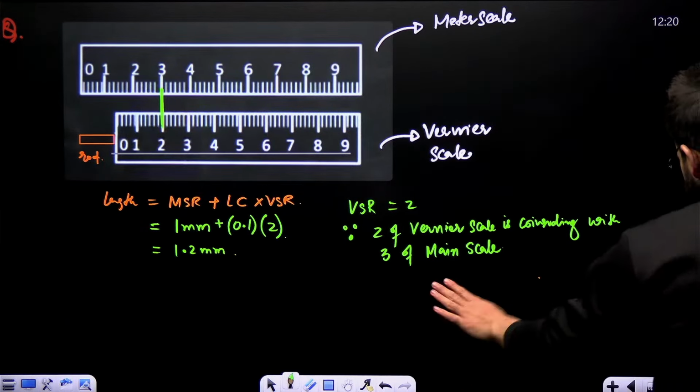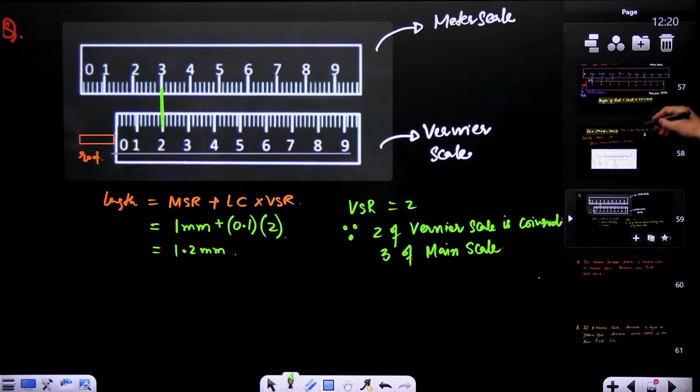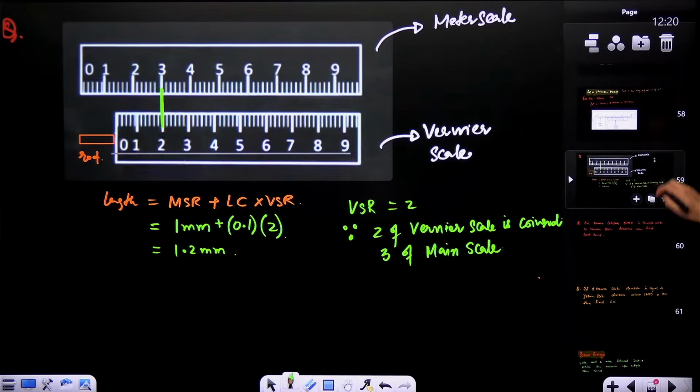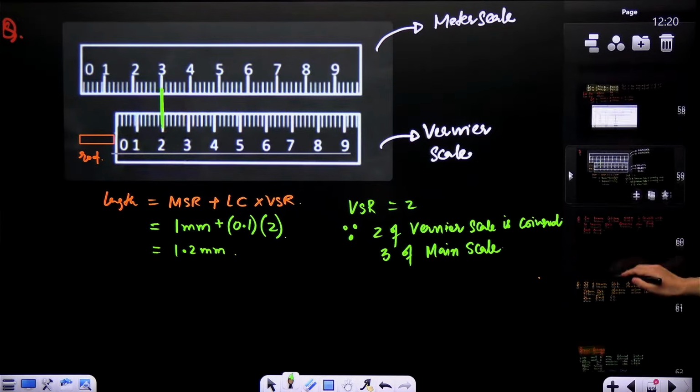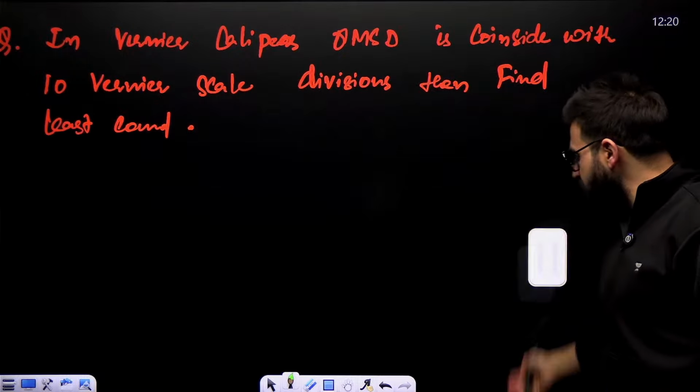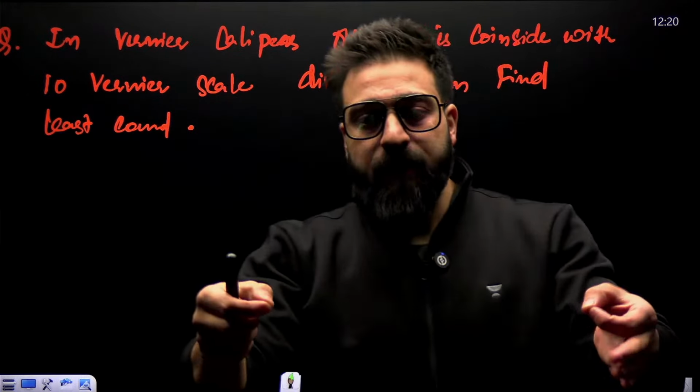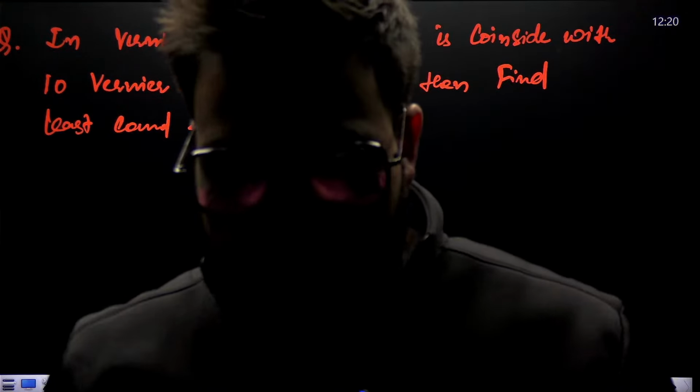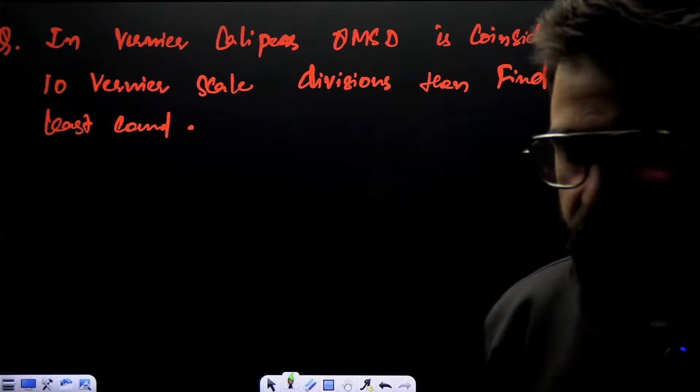Okay, this is how we find the reading in this particular case. Guys, give me the signal in the chat. Is the vernier caliper concept crystal clear to each and every single student? Tell me.